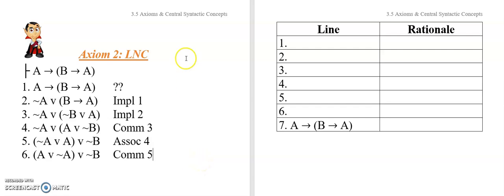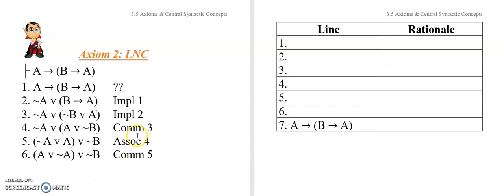Welcome to our fourth video on axioms and central syntactic concepts. We're looking at this particular string and trying to prove that it's a theorem of logic. So far, we've reverse engineered this string from its initial form, just like this, to a form that looks like this. And we can recognize that we've got this LEM embedded in here, but I'm not really sure how to get this whole thing yet.